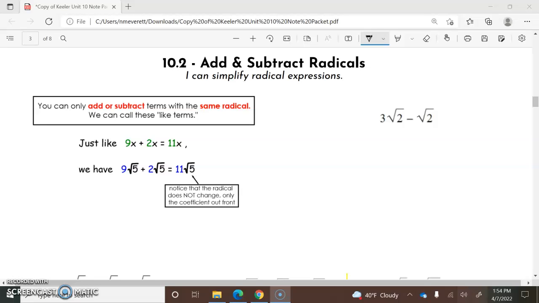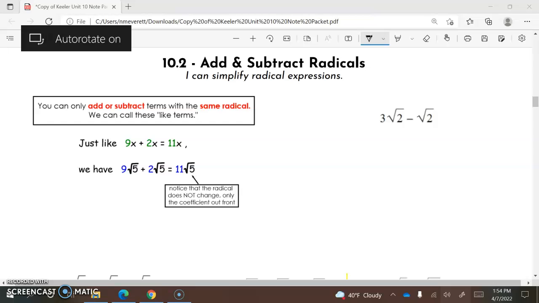Okay, so here we have the 10.2 video notes for Algebra 1. Now, these notes are actually going to be probably very short. This is going to be a pretty short video because this section is honestly very straightforward. All we're doing for 10.2 is adding and subtracting radicals, okay?